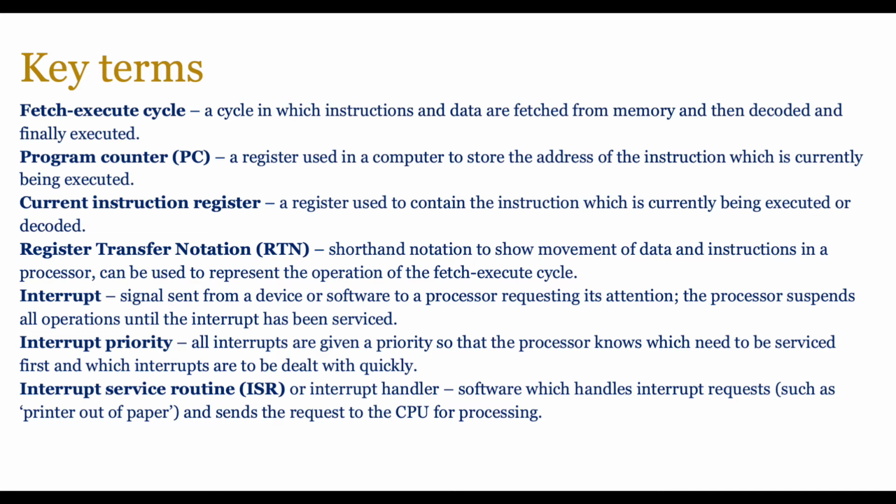Interrupts are quite common from IGCSE, signals sent from a device or software to a processor requesting its attention. Interrupt priorities and interrupt service routines will probably be new. All interrupts need to be prioritized because you don't want the processor to be constantly interrupted. Think about it this way, if two interrupts come in, which one do you deal with first? So there has to be a particular type of priority given to certain interrupts. The interrupt service routine or the interrupt handler is basically software which handles these requests, such as printer out of paper, and it will probably send the request to the CPU for processing. So this software routine allows us to prioritize the different interrupts and lets the operating system come into play. Okay, hopefully you got these down. Let's get on with the lesson.